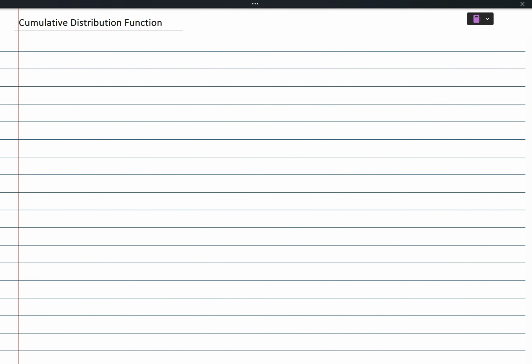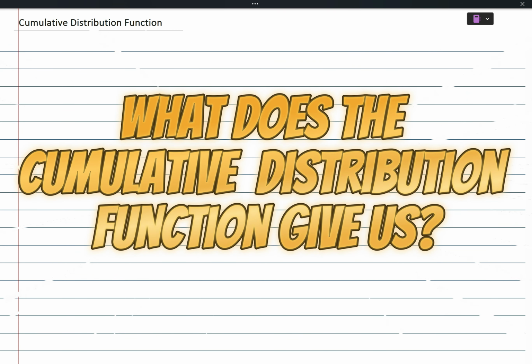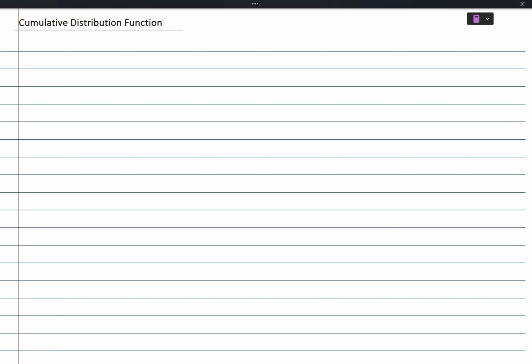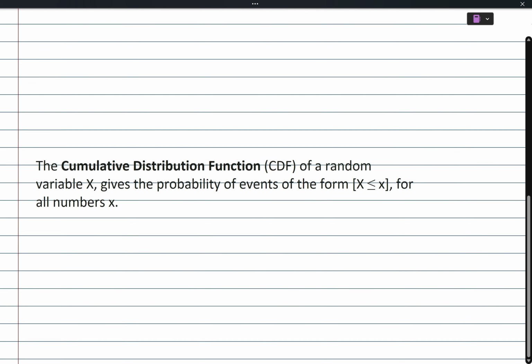We're going to discuss what's known as the cumulative distribution function. A really concise, narrowed down description of the probability distribution of a random variable X, either discrete or continuous, can be achieved through its cumulative distribution function. All right, so let's take a look at the definition.